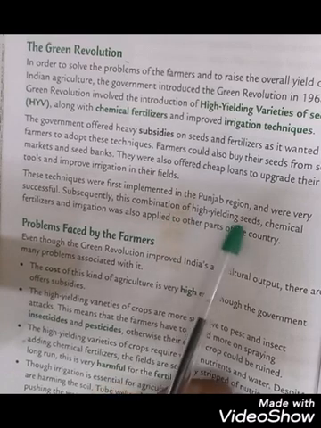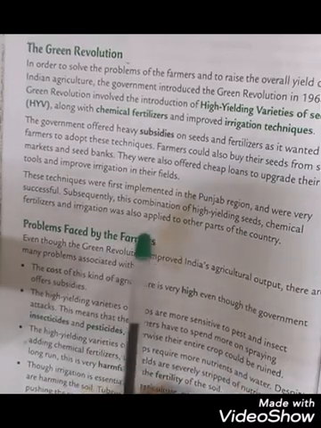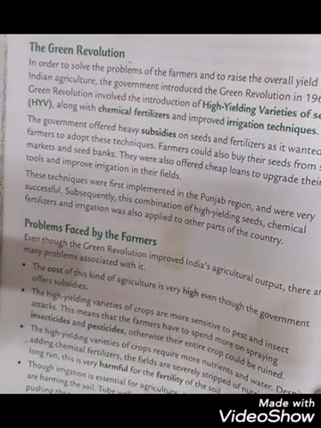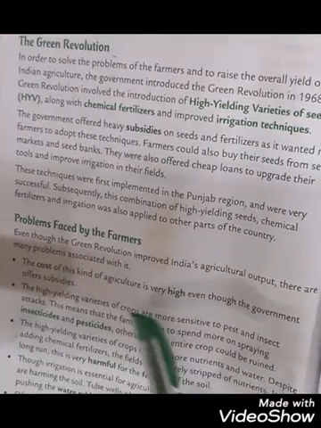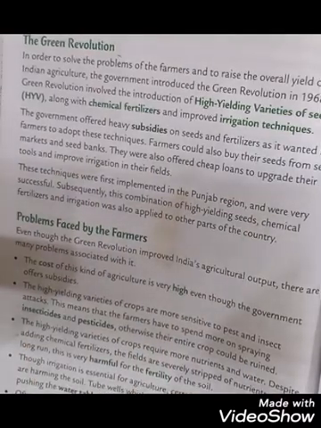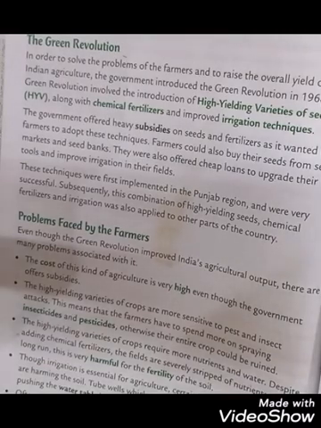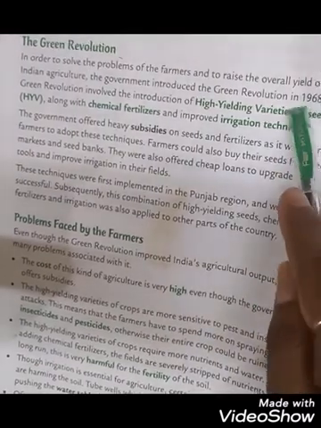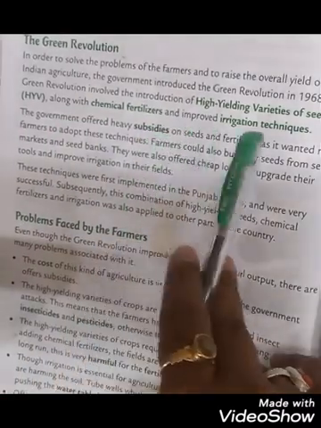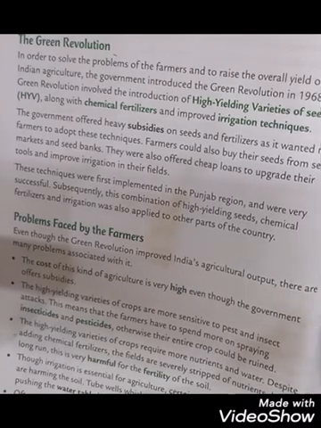Subsequently, this combination of high-yielding varieties of seeds, chemical fertilizers and irrigation was also applied to other parts of the country. First of all, these techniques were implemented in the Punjab region, and later on they were applied to all the other parts of the country. So this was about the Green Revolution, where we can see the use of high-yielding varieties of seeds, chemical fertilizers and irrigation techniques. Now, what are the problems faced by the farmers?